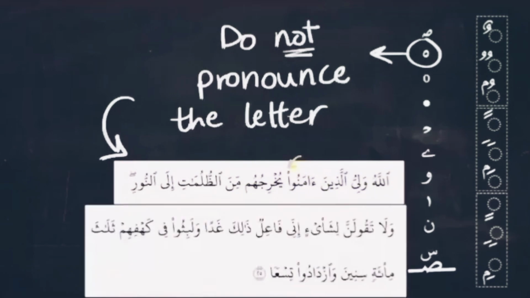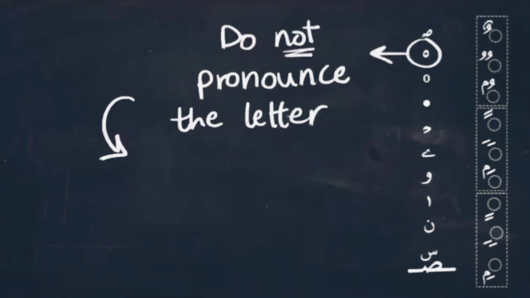Another example is وَلَا تَقُولَنَّ لِشَيْءٍ إِنِّي فَاعِلٌ. Now, as you can see, the alif in shay, it is written, but it is not pronounced. So we say shay. The alif is not there. And if we read a little bit further, you'll see another example. وَلَبِثُوا فِي كَهْفِهِمْ 300 سِنِينَ. Again, in the word labithu and in mi'a. So we don't say mi'a, we say mi'a. So there is no alif there.